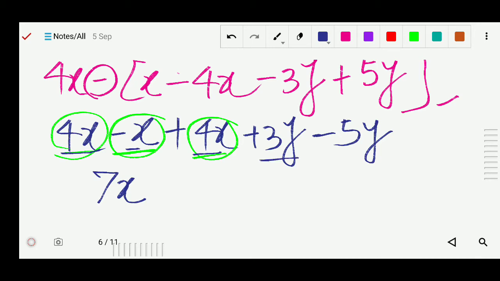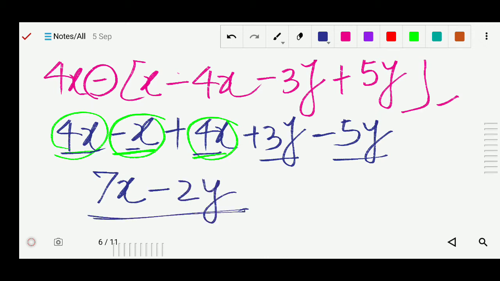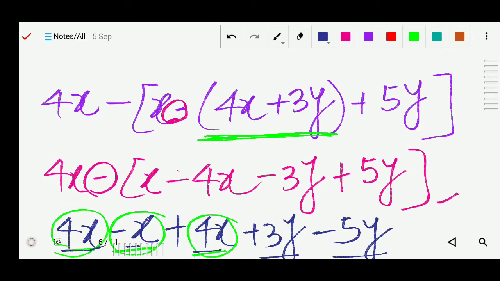Now here plus 3y and minus 5y, so again if we subtract, that will be minus 2y. So your answer is 7x minus 2y. So what we have done: first we remove these grouping symbols, starting from the innermost grouping and slowly moving in the outward direction. That is what we have done.